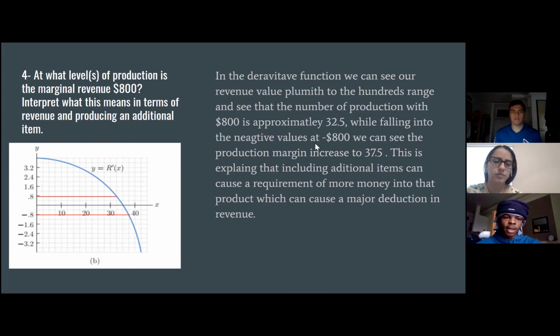And the relationship between these is that adding an additional product can require more money being put into that product and more production being caused. So the more money you're putting into the production of that product, the lower your revenue would be and the more product you will have.